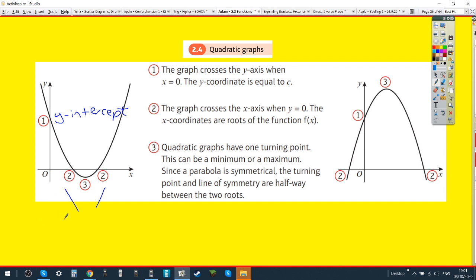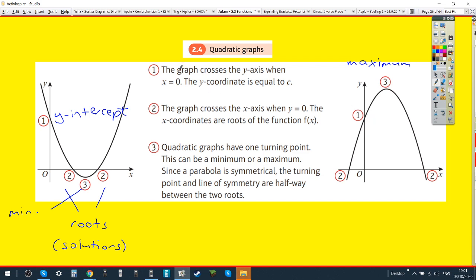X-intercepts. You would think so. They're called the roots. Yeah. Or solutions. And any idea what three is called? No. That is called the minimum. And using that, what do you think the three over here is called? Maximum. Yeah. So if they tell you find the maximum, that's what they're talking about.